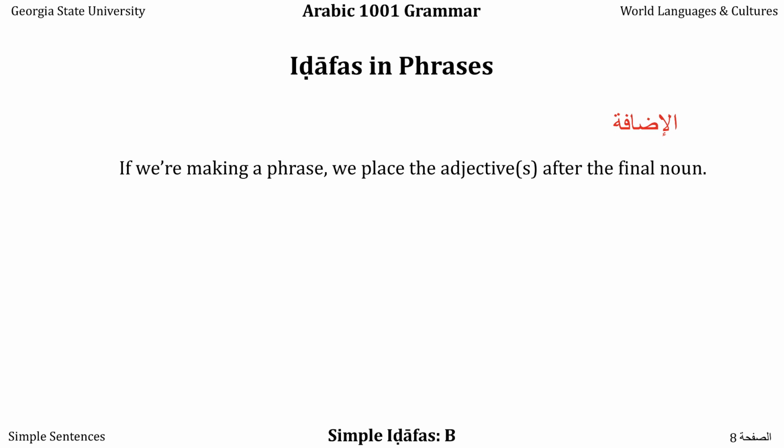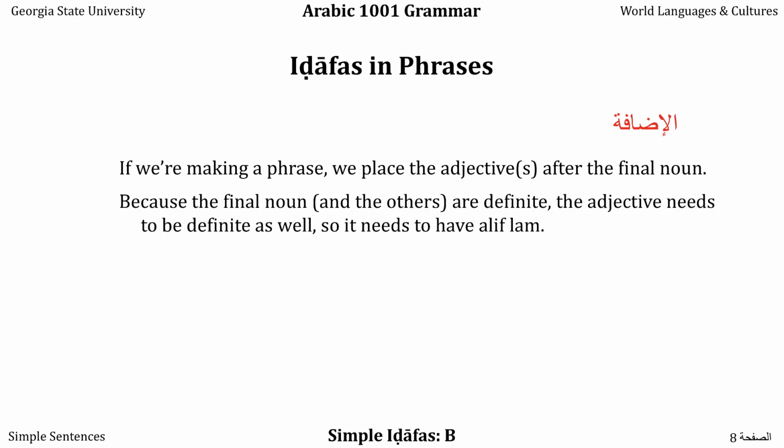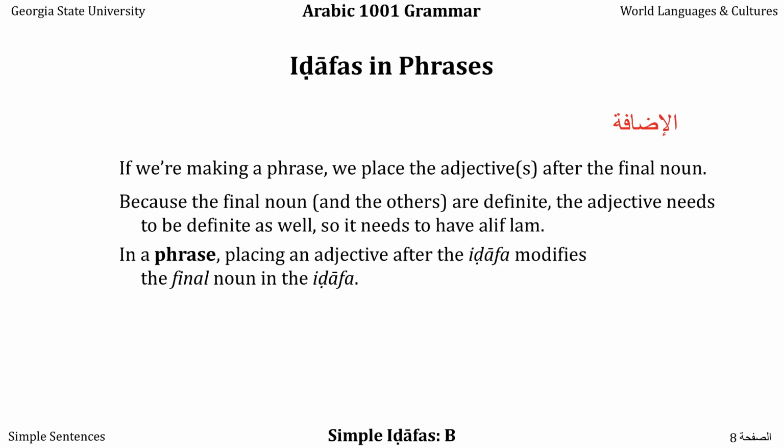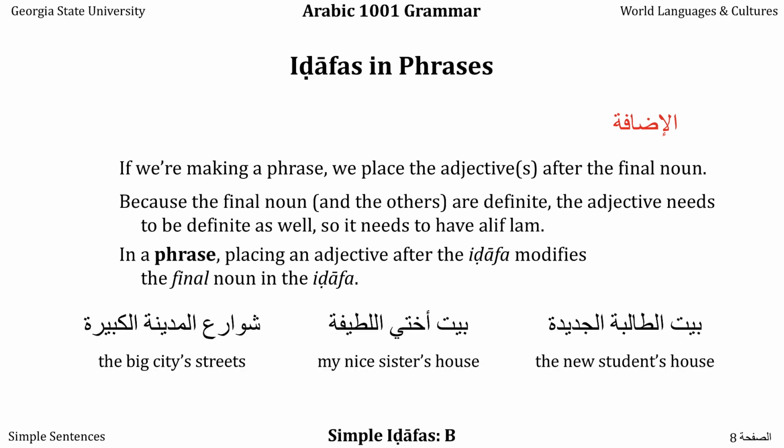When we use iḍāfas in phrases, we place the adjectives after the final noun. Because the final noun as well as the others are definite, the adjective needs to be definite as well, so it needs to have alif lam. In a phrase, not a sentence, placing an adjective after the iḍāfa modifies the final noun in the iḍāfa.